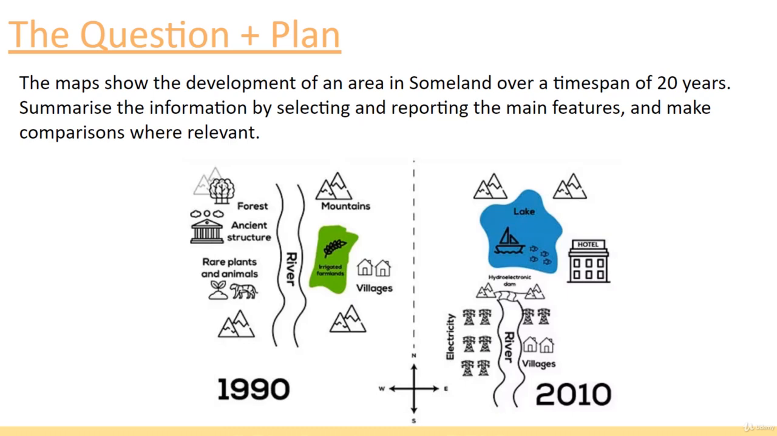And in terms of change, to the east of the lake, there is no longer an irrigated farmland and villages. We can see this changed into a hotel. So we have a hotel here now.